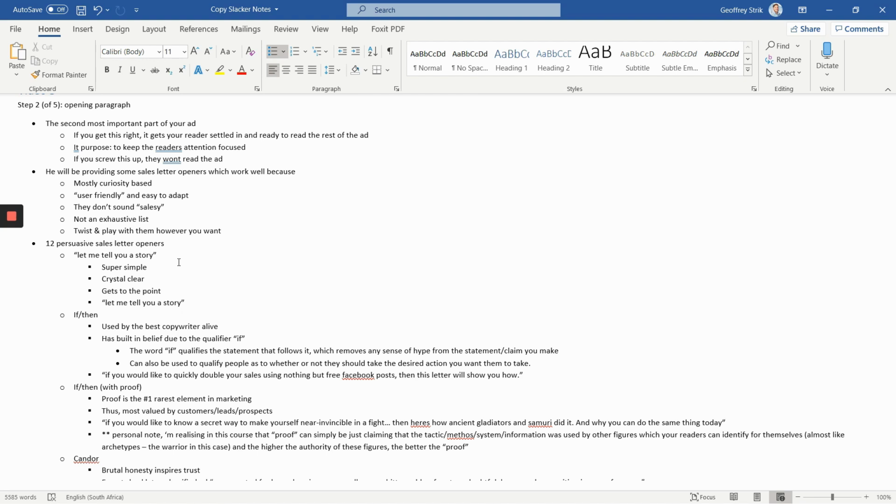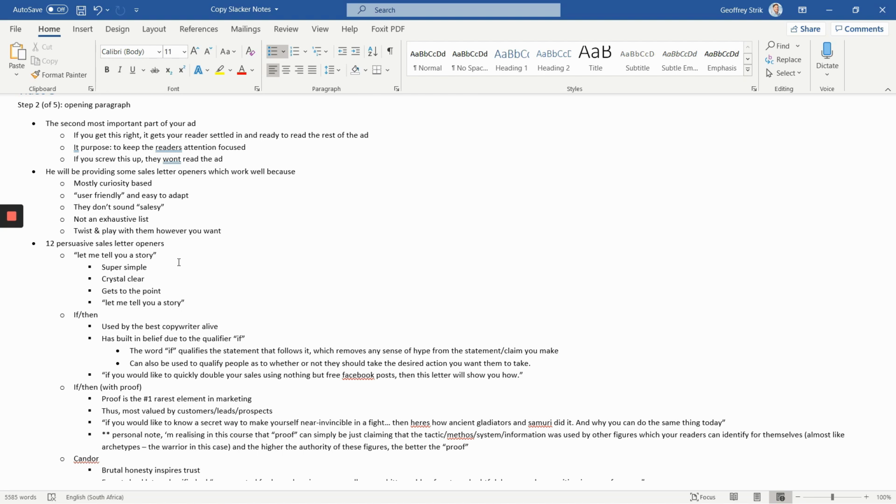The if-then opener. This is used by the best copywriters alive. It has built-in belief due to the qualifier "if." The word "if" qualifies the statement that follows it, which removes any sense of hype from the statement or claim you make. This can also be used to qualify people as to whether or not they should take the desired action you want them to take.